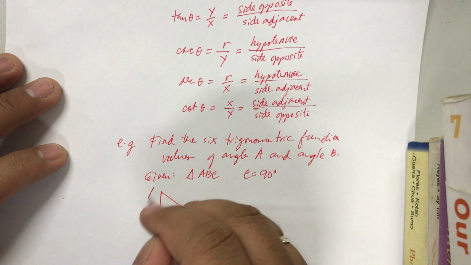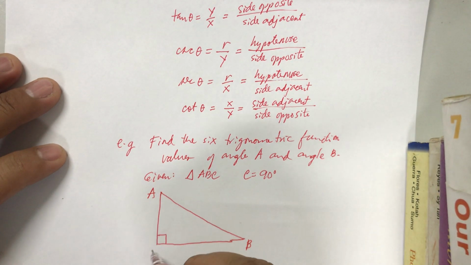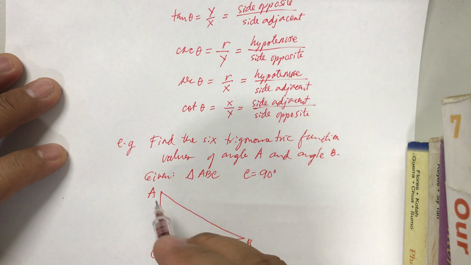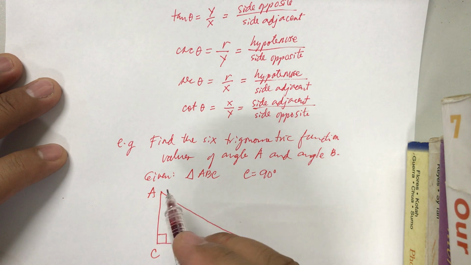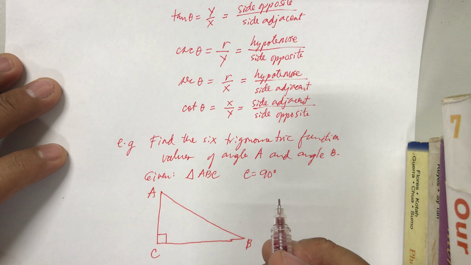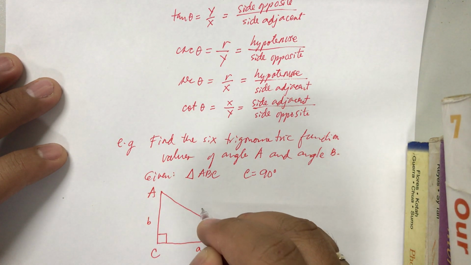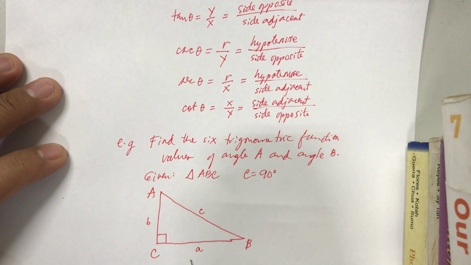So let this be angle A, B, and then C. C is 90 degrees. Opposite the angles A, B, and C are the sides, namely a, b, and c. Okay, that's the standard way of naming the sides and the angles respectively.